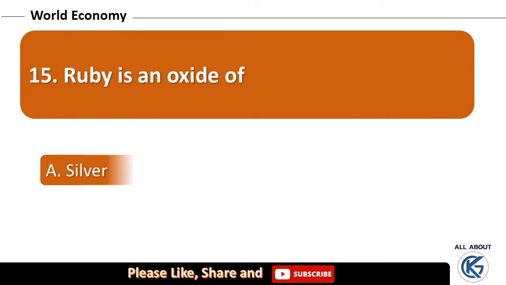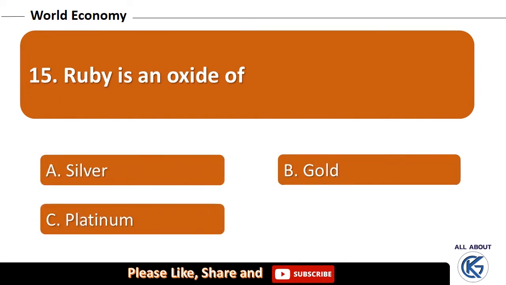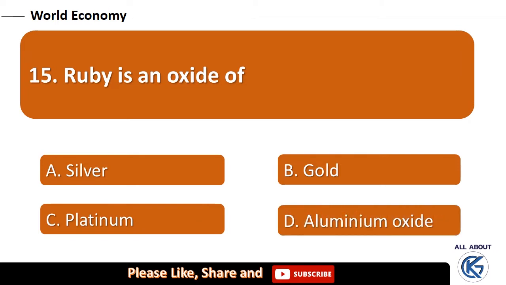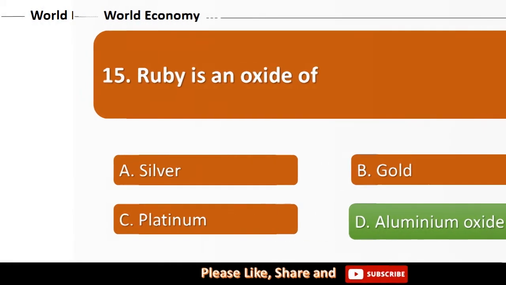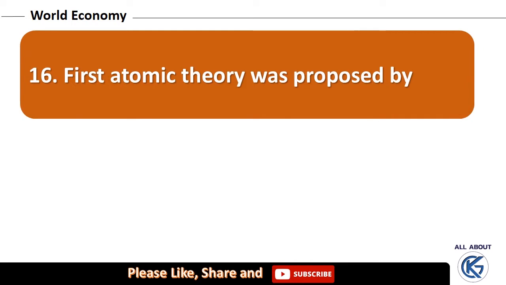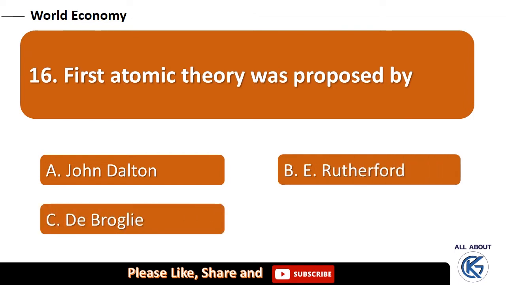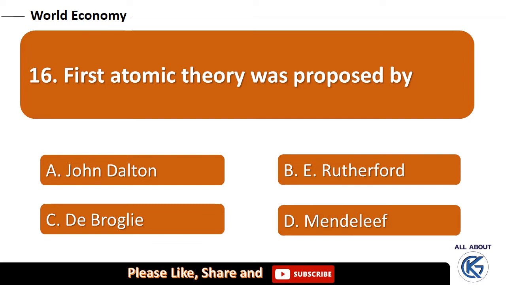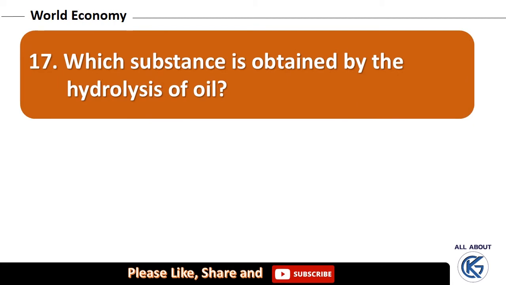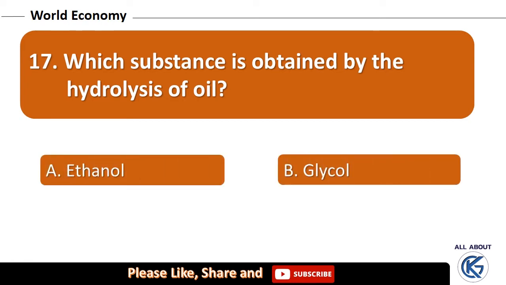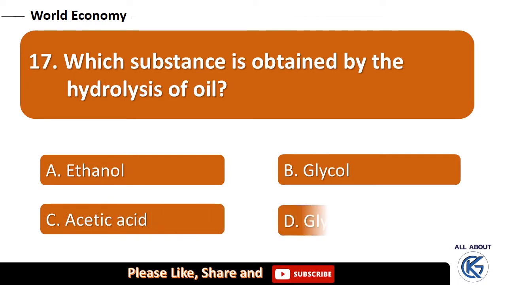Question number 15. Ruby is an oxide of silver, gold, platinum, aluminium oxide. The right answer is aluminium oxide. Next question. First atomic theory was proposed by John Dalton, E. Rutherford, B. Broglie, D. Mendeleev. The right answer is John Dalton. Question number 17. Which substance is obtained by the hydrolysis of oil? The options are ethanol, glycol, acetic acid, glycerol. The right answer is glycerol.